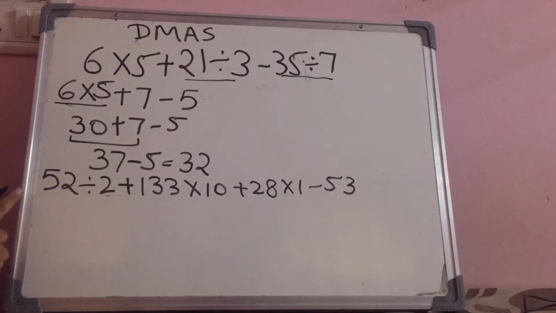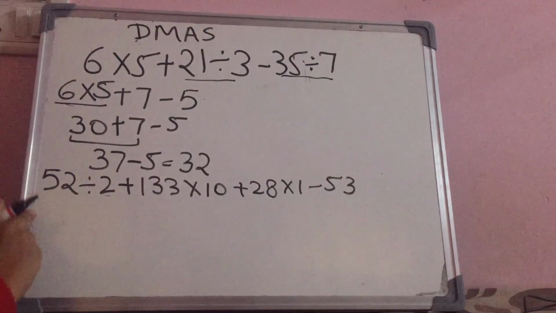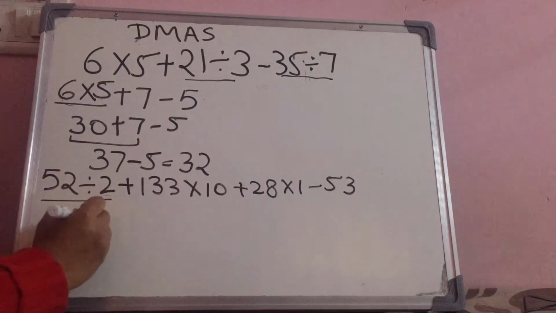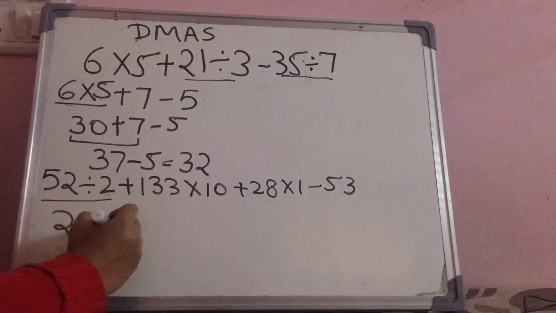This is another example. To simplify, we'll use the DMAS rule again. So first we have to find out where we have to divide. So here we have to divide. On dividing 52 by 2, we get 26. The rest we'll write as it is.